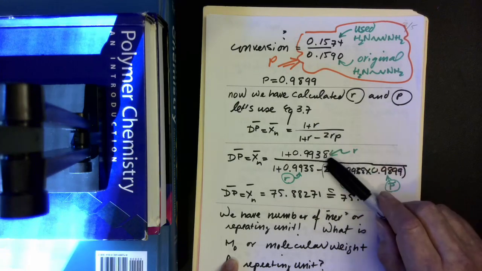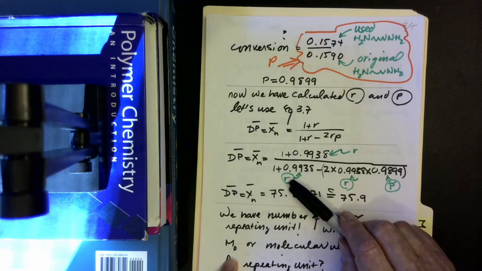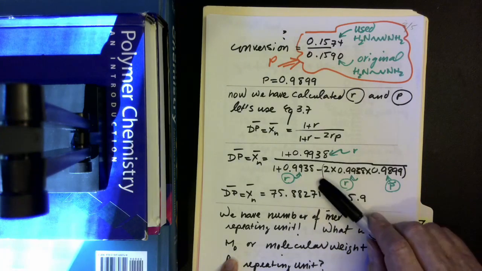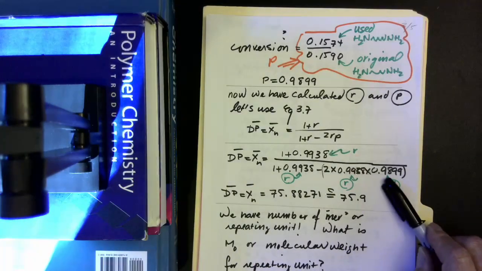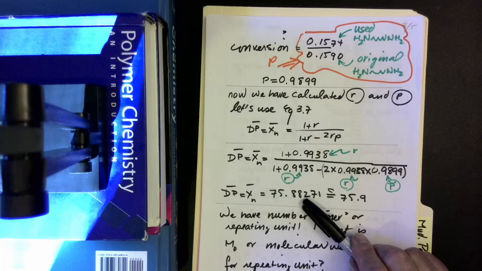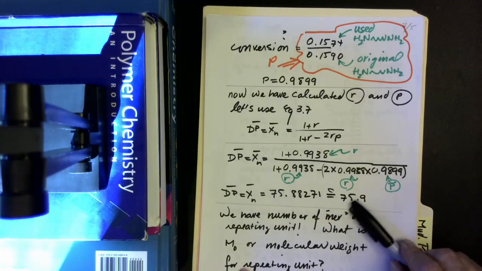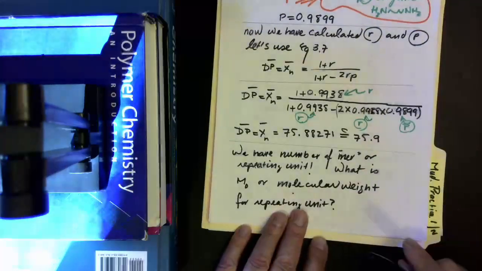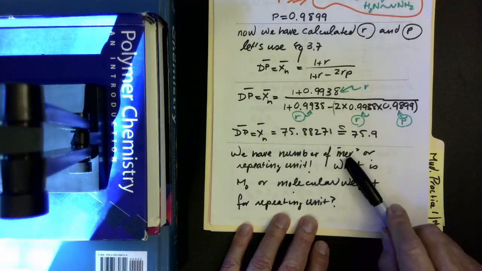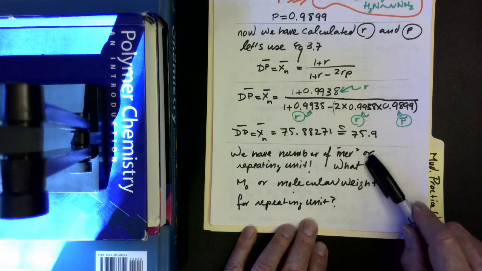So that's 1 plus 0.9938 for the R. At the bottom, we have 1 plus R, again 1 plus 0.9938, minus 2 times R, which is still the same, 0.9938, times 0.9899. So dP now is 75.88271. We only have 3 sig figs, so that would be 75.9. What does it really tell us? It tells us that the number of mers, or dP hat, the repeating units, is 75.9.